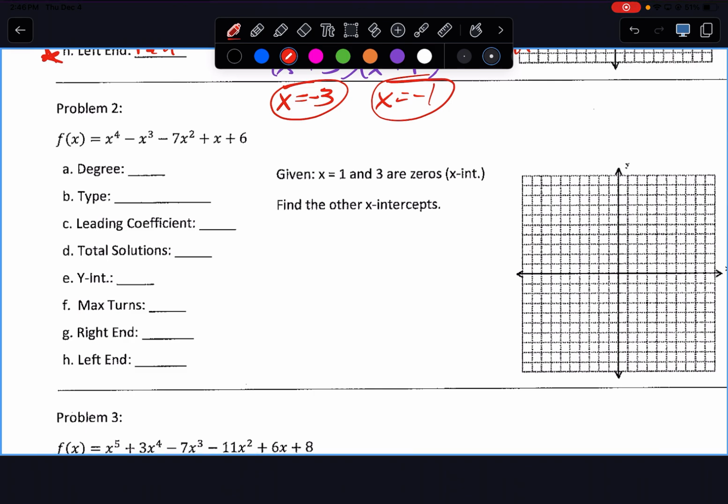Okay, so go ahead and fill out the stuff on the left. The characteristics of the polynomial. Do that if you haven't already. I'll give you 60 seconds.